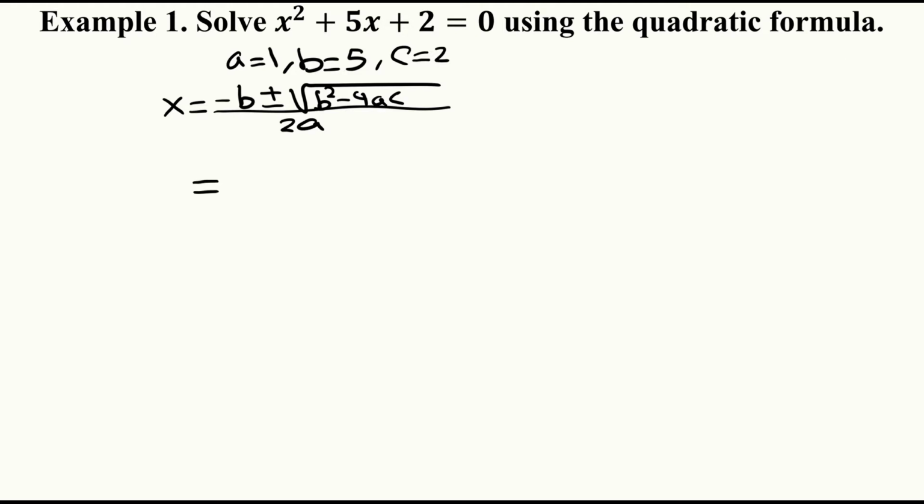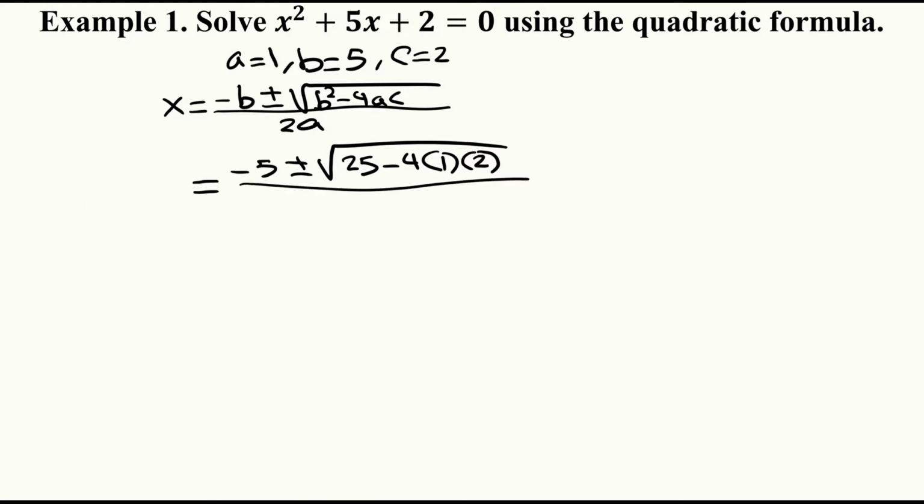So here we're going to get the opposite of b, negative b. B is, of course, 5, so we get negative 5 plus or minus square root of b squared, so that's 5 squared, which is 25 minus 4 times a, which is 1, times c, which is 2. The only one that's pretty safe to go ahead and do in your head is the b squared part. The rest of it just write out as you see it, and then we get over 2a, so that's going to be 2 times 1.